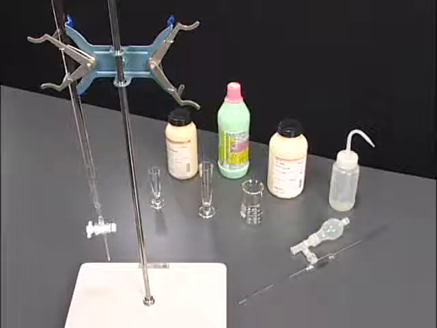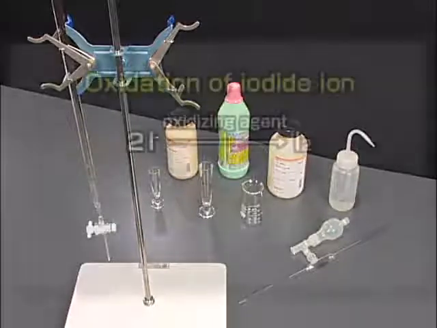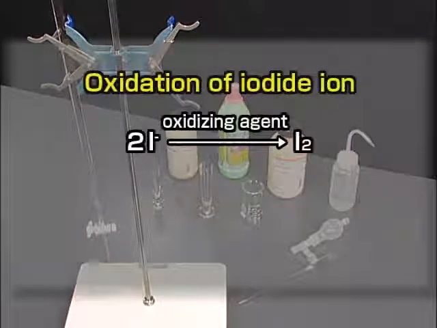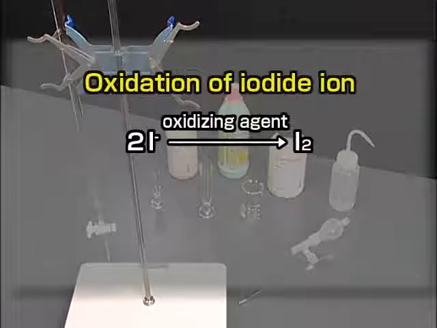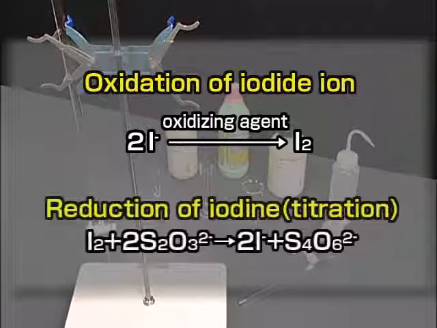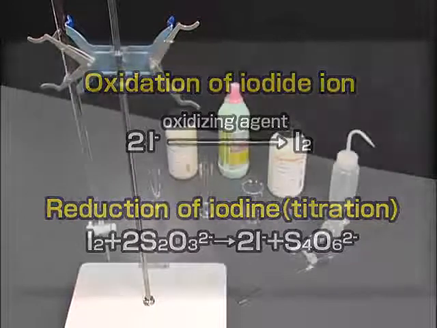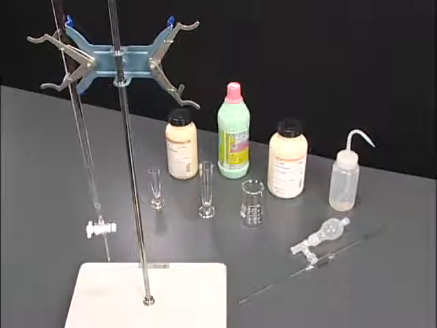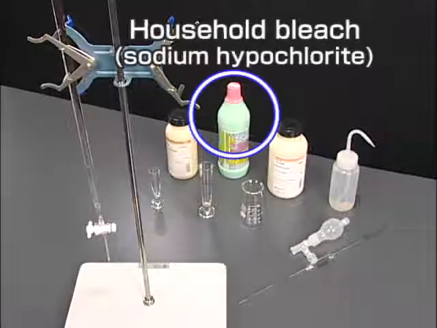Iodometry consists of the following two processes. First, an oxidizing agent to be determined is reduced by an excess amount of iodide ion to yield iodine. Next, the amount of the oxidizing agent is calculated based on the titration value of the iodine. The determination of sodium hypochlorite in household bleach will be explained.